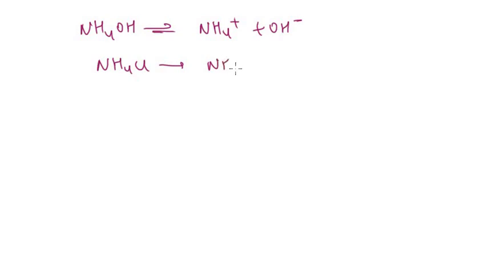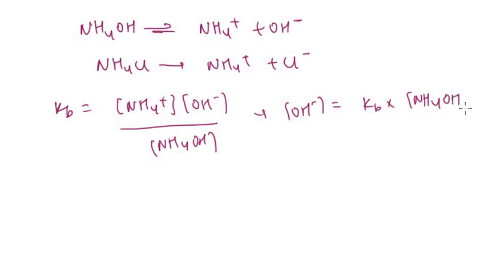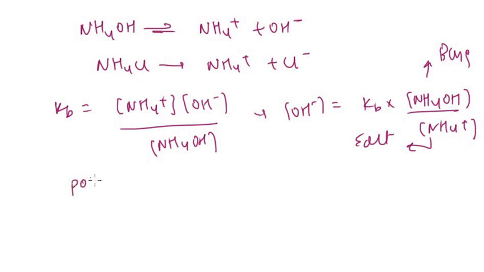Now let's take an example of calculating the pH of a basic buffer. Let's say we have NH4OH, which will form NH4 plus and OH negative. We have NH4Cl, which will form NH4 plus and Cl negative. Now Kb we could write for the first equation as NH4 plus concentration into OH negative over NH4OH. So here OH negative comes out to be Kb into NH4OH over NH4 plus, that is base over salt. So pOH comes out to be pKb plus log salt upon base.